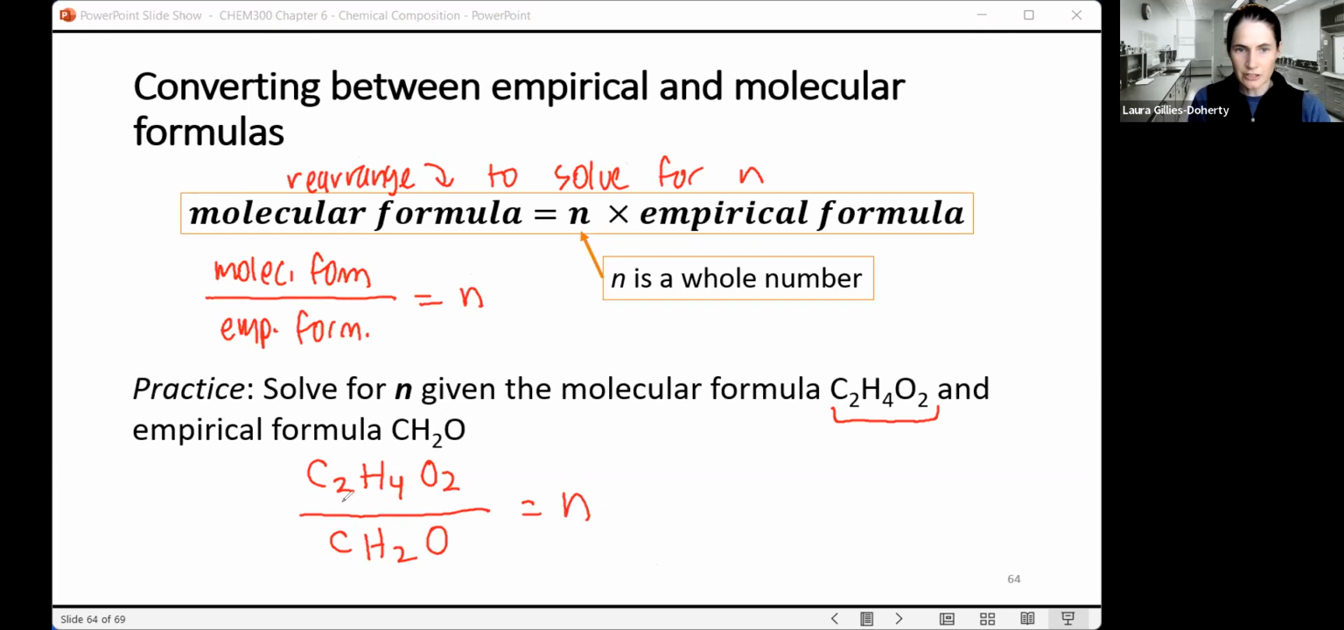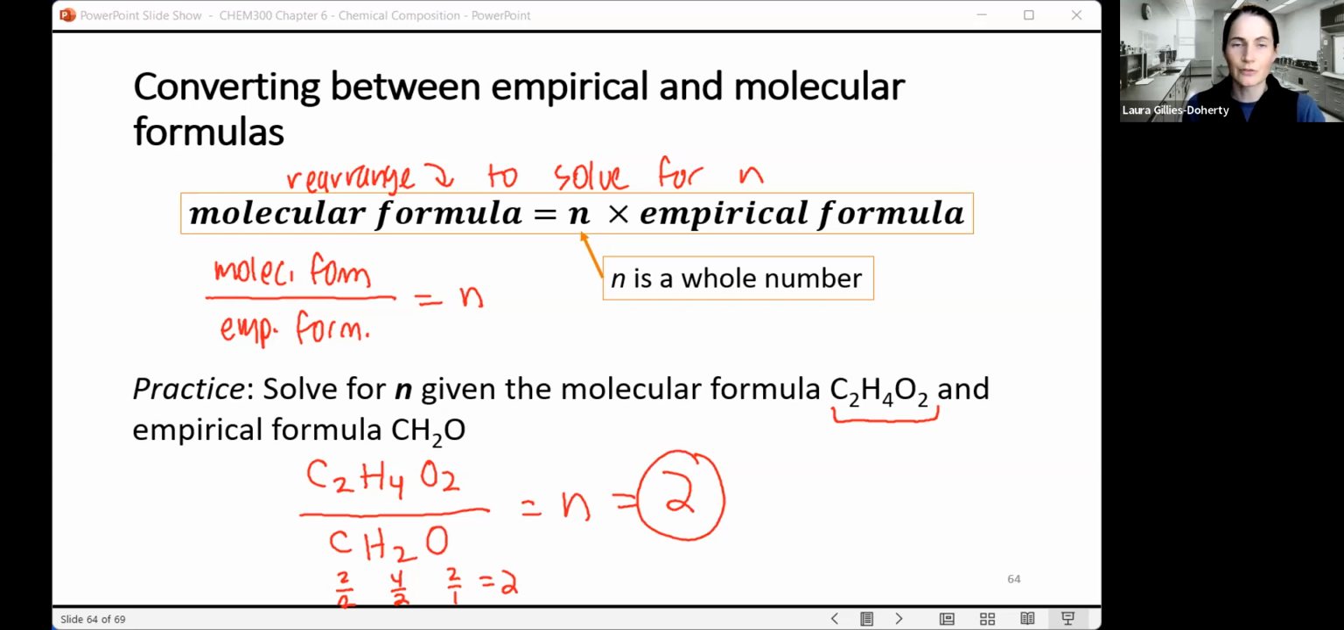So if we look at the ratios, for carbon atoms it is 2 on top and 1 on the bottom. For hydrogens, it's 4/2, and for oxygens, it's 2/1. So each of those is a ratio of 2. So N equals 2. So again, just to recap, N is always going to be a whole number. It's what you multiply the empirical formula by to give you the actual molecular formula.